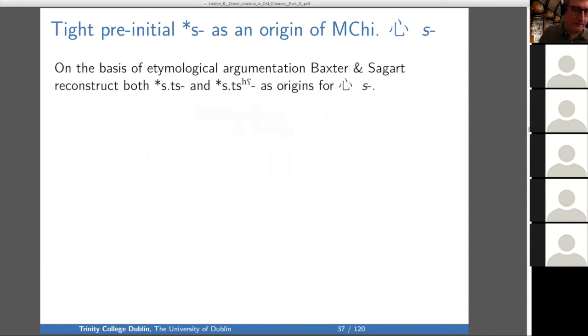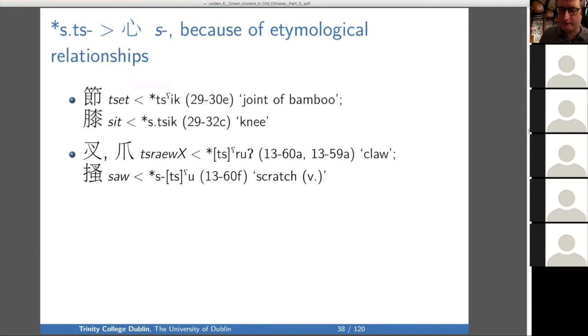Okay, so now that was just sort of setting up the kinds of morphological relationships or semantic relationships for which we posit these morphological relationships. And now we're going to look at it from the phonological perspective. So on the basis of etymological arguments, Baxter and Sagart reconstruct STS and STSH, let's say, as origins of S. So let's look at it.